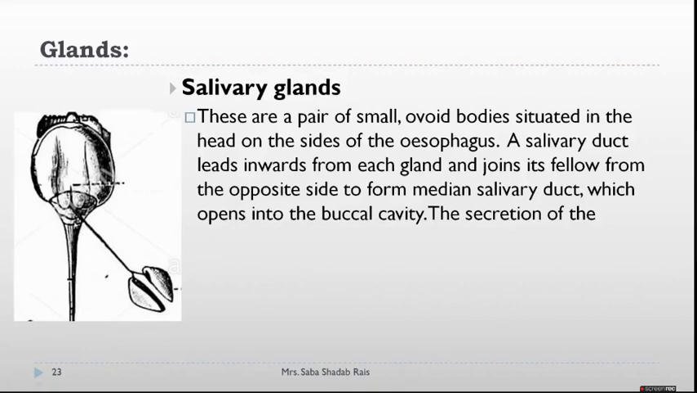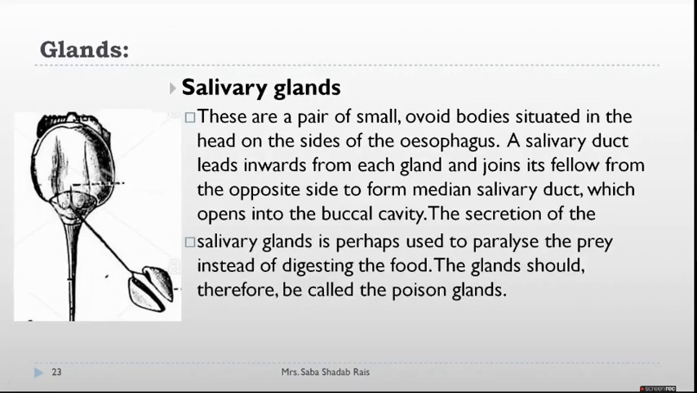Now you can see the salivary duct. This salivary duct is joining these two lobes. It opens into the buccal cavity. You can see here it is running till here. So it opens into the buccal cavity. That means the saliva will be released into the mouth.